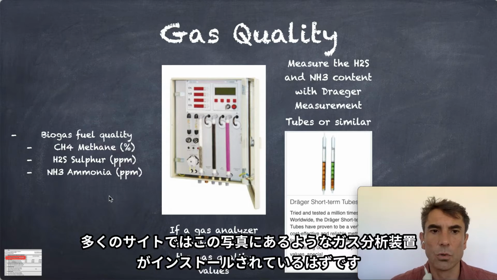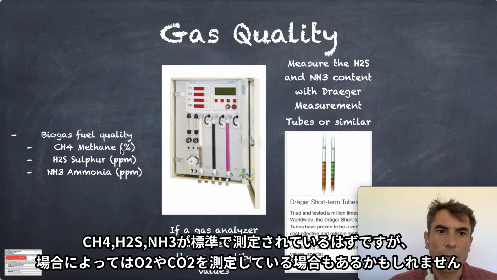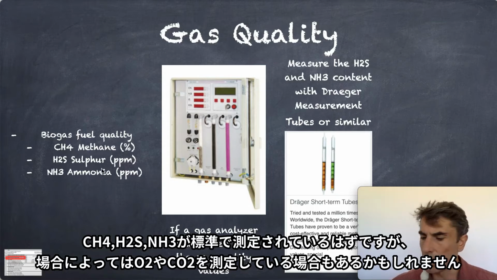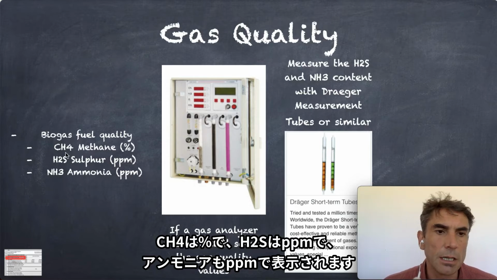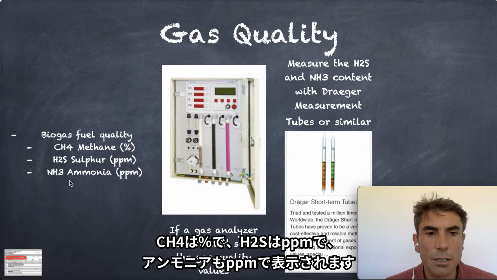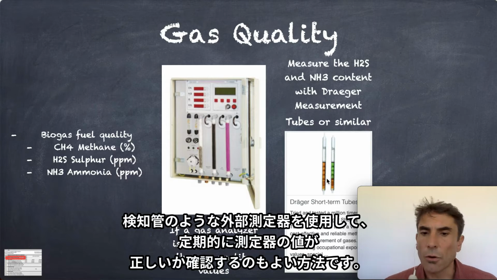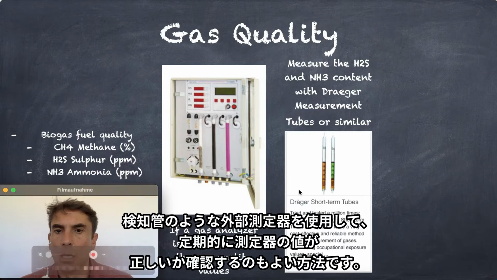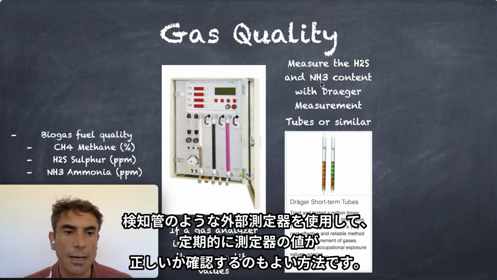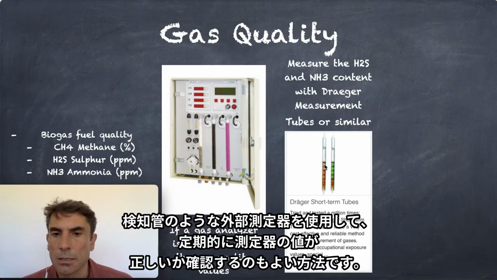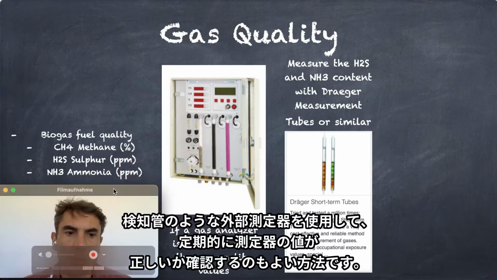To measure the gas quality, in most plants there is a gas analyzer installed, for example like that one, an SSM 6000 I think. With it we can measure the methane content, the sulfur content, the O2 content, and the CO2 content. For us the gas fuel quality is important here: the CH4 methane content in percent, the H2S sulfur content in ppm, and the NH3 ammonia content in ppm. The other option is that we can measure, for example, the H2S and the NH3 content with Draeger measurement tubes or something similar. It's important that we always have these measurement tools for the right limits.